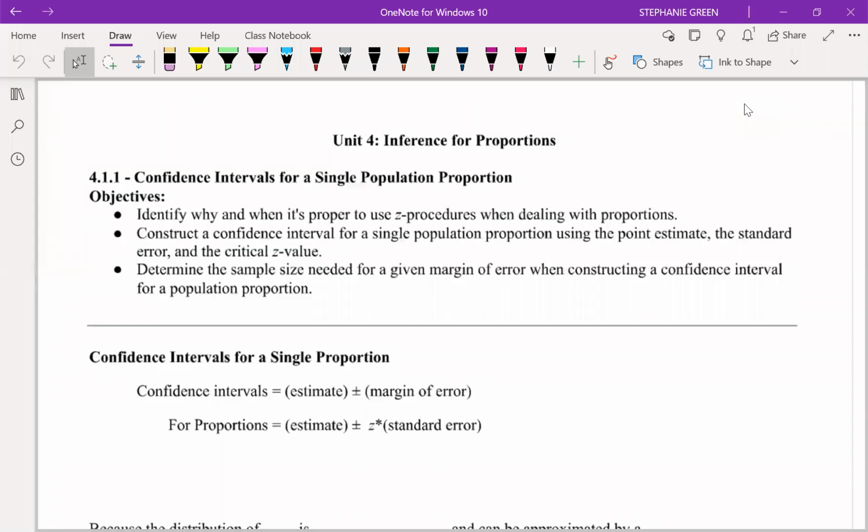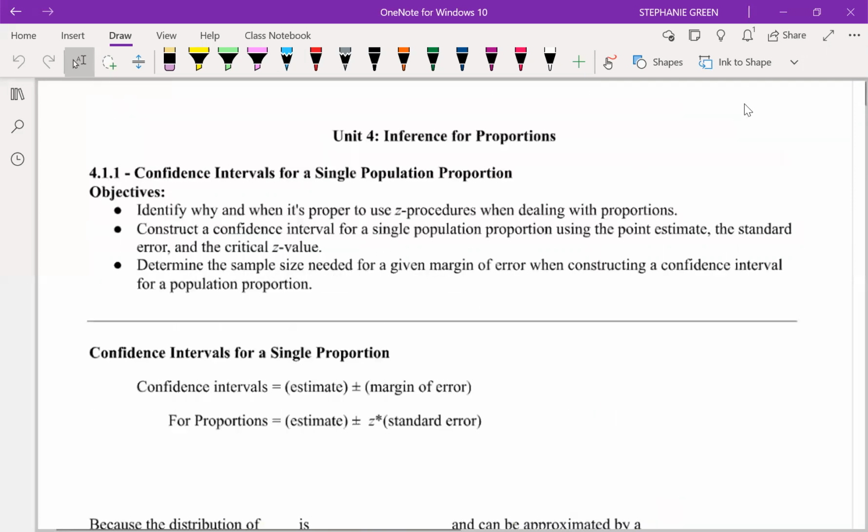All right, guys. So here in Unit 4, we're going to continue making inferences. All of Unit 4 is just more confidence intervals and hypothesis testing. But this time we're going to be looking at proportions rather than means, meaning the confidence intervals and the hypothesis tests we're going to be performing, we're going to be using to make conclusions about population proportions rather than population means.